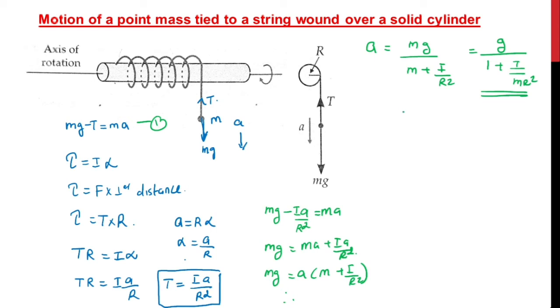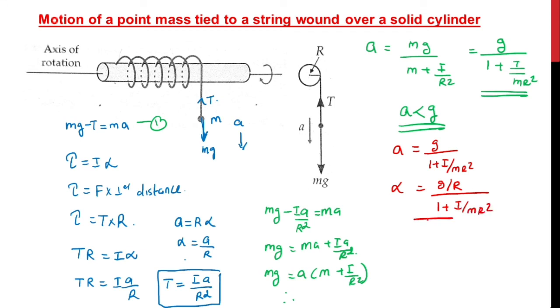Look at the diagram. You can see here that acceleration is less than small g. That means the acceleration of the point mass will be less than the acceleration due to gravity. If the question is asking for the angular acceleration, we know a is equal to g divided by 1 plus I by m R square, where a is equal to R alpha. So alpha is equal to g divided by R, all divided by 1 plus I by m R square. This is the equation for angular acceleration.